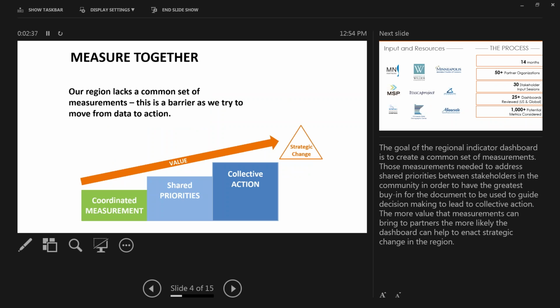And so it's kind of a three-pronged attack here. So coordinated measurements, measurements that people can agree across all groups. So, for example, environment, water quality is important. If you're a business, if you're a private resident, if you're a not-for-profit, those types of measures where we can all agree those are good stats.